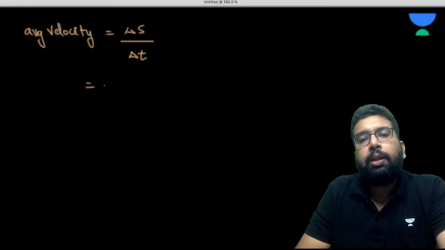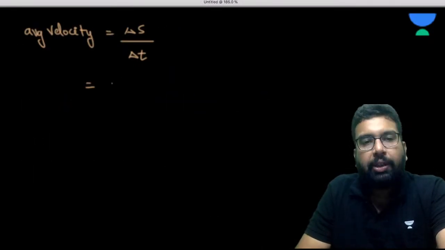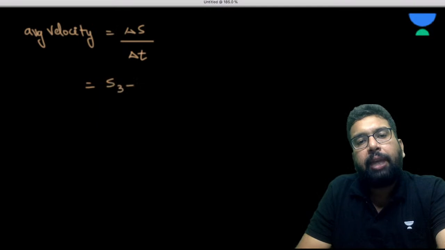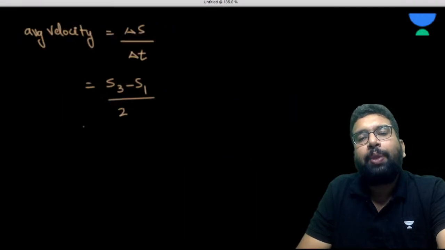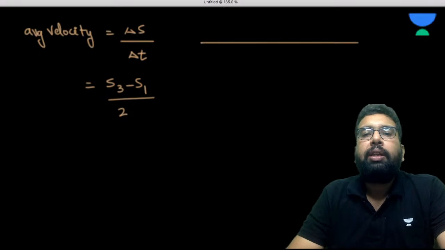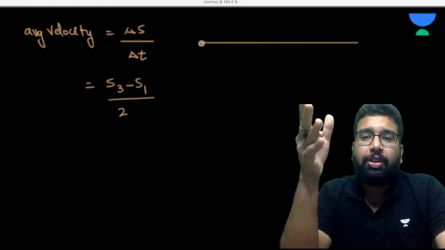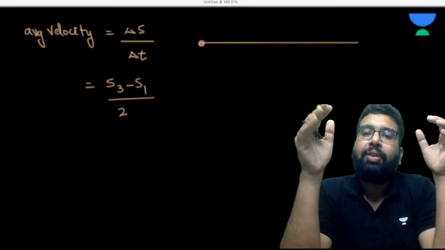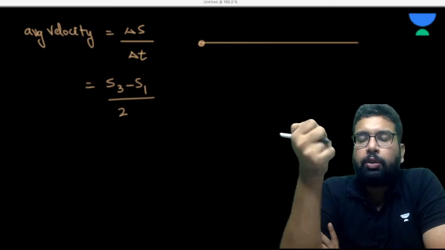So what is the total displacement between 1 and 3? It is going to be S3 minus S1, and the time is going to be 3 minus 1, that is 2. So how is it S3 minus S1? Understand this. Let's suppose we started our motion from here, when the time is 0. Time 0 means that you have taken the reference from there. You have started your stopwatch from there.